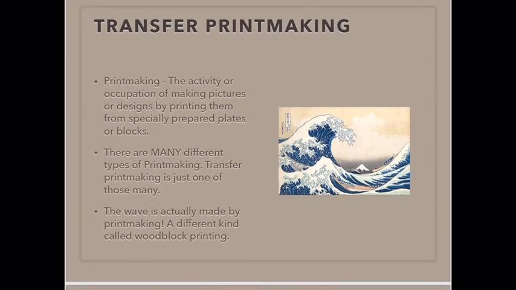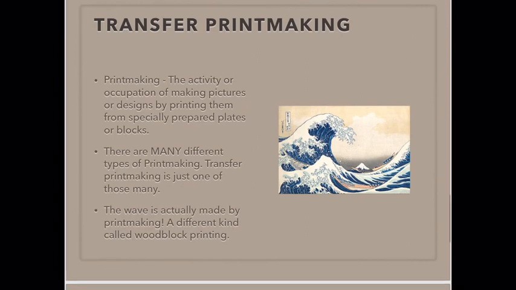So transfer printmaking is a little different. Printmaking is the activity or occupation of making pictures by printing them from specially prepared plates or blocks. And there are many different types of printmaking, and transfer printmaking is just one of those many. So the great wave painting in my room is actually made by printmaking. And originally it was not printed on the tapestries that I have. You can print anything you want now. But when it was created a long, long time ago in Japan, it was done on woodblock printing, which is different than transfer, but it is still a type of printmaking.